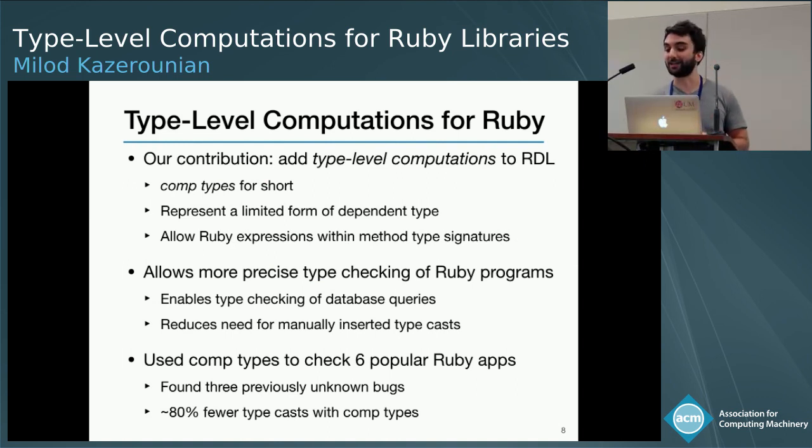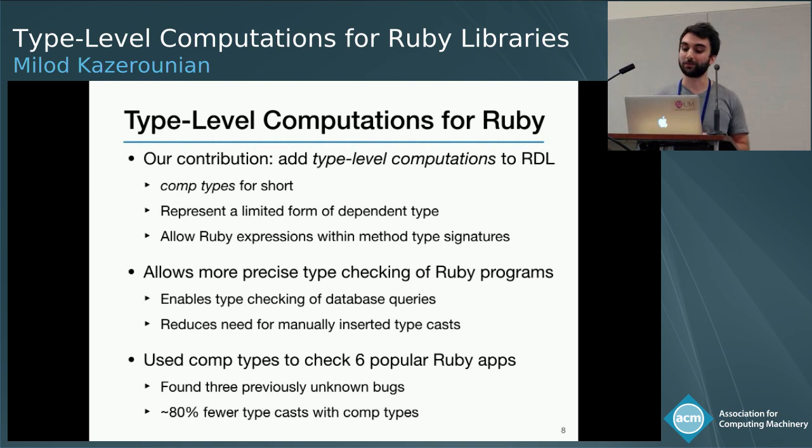So our contribution is to add type-level computations to RDL, or what we call CompTypes for short. And we came up with this different name because these really represent a limited form of dependent type. The way these will work is we're going to allow Ruby expressions within a method's type signature, and when we actually evaluate those expressions, we'll get some precise input and output types we can use to precisely type check our program. That's going to enable us to type check database queries, and by precise, I mean we can check things like the column belongs to the table we're looking up. And as we'll see, it's also going to reduce the need for manually inserted typecasts.